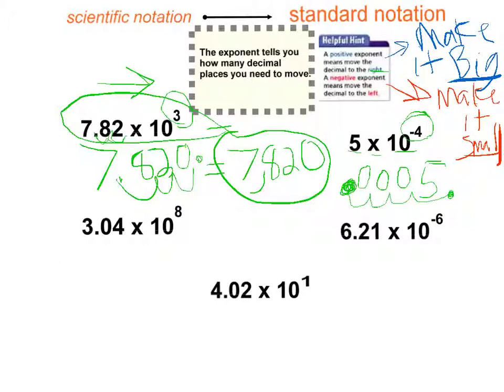I don't know if my eraser is going to work. Oh, it does. It's very important to erase the original decimal. Please get rid of the original decimal. So our answer is 0.0005. That's our answer.